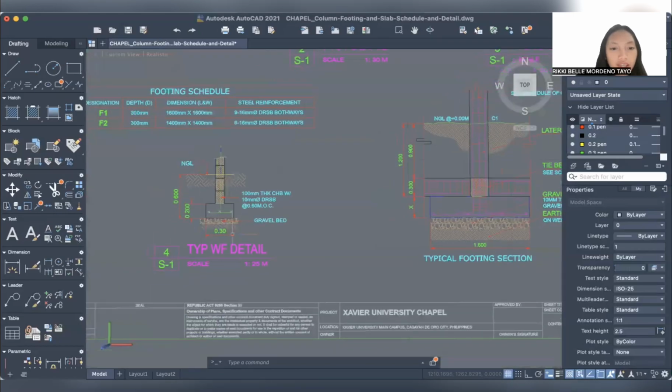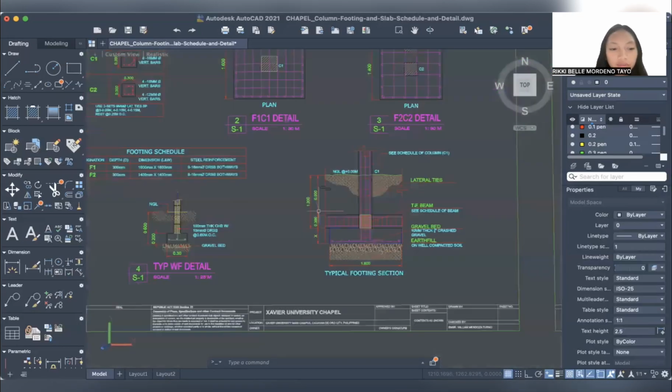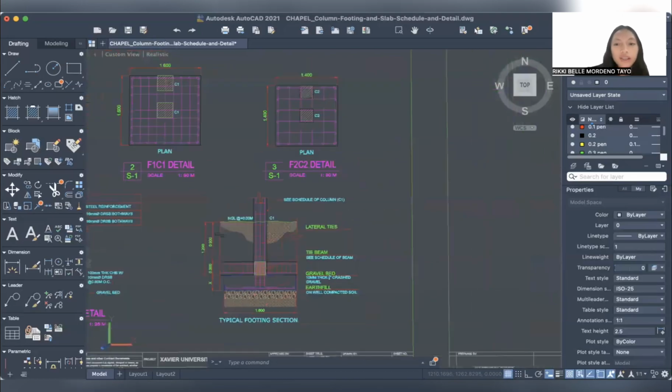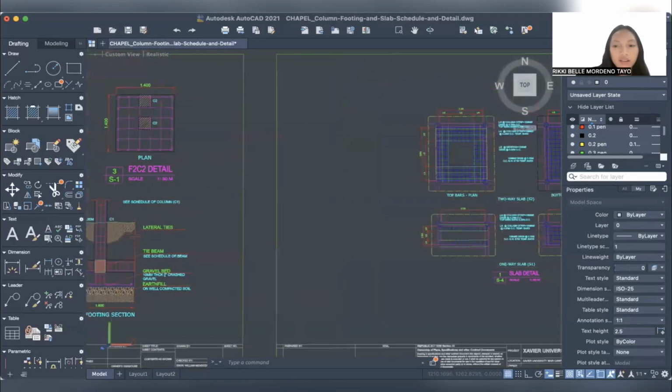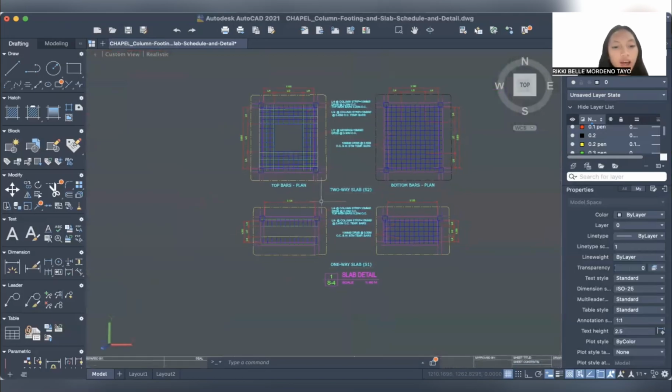So here is the typical WF detail and footing section. Next is the slab detail. For the slab detail, we have two different slab designs, a two-way slab and a one-way slab, which are both made of reinforced concrete, a common building material that consists of concrete with steel bar reinforcement.